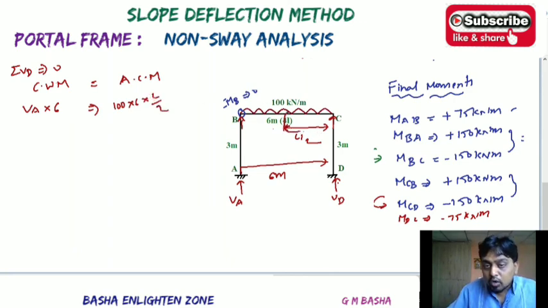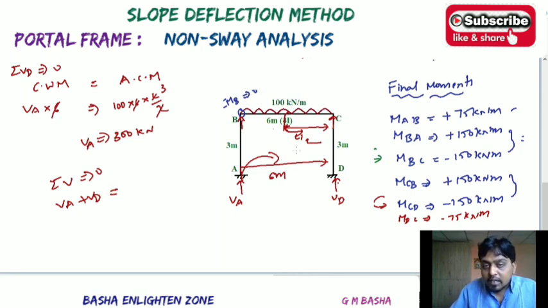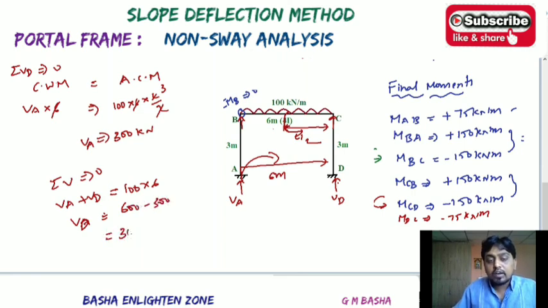This one will be acting downwards and this one upwards, so one will be clockwise and another anti-clockwise. Simplify this: 3 times, and this 6 and this 6 cancel. So we will get 300 kilonewton directly. Sum of the vertical forces equals 0. VA and VD both act upwards, and the downward load is 100 into 6. We already know VA equals 300, so VD equals 600 minus 300, which is 300 kilonewton. Both VA and VD are 300 kilonewton.